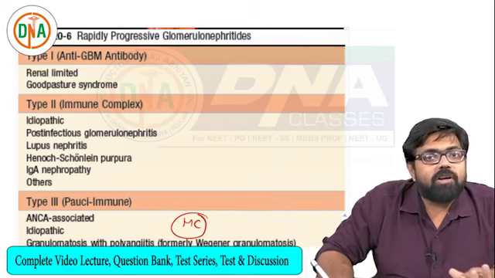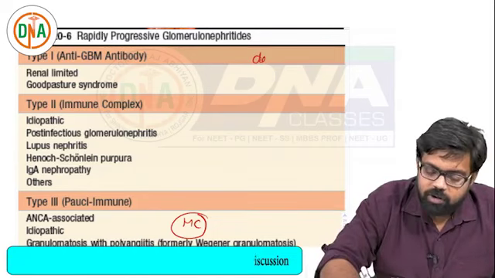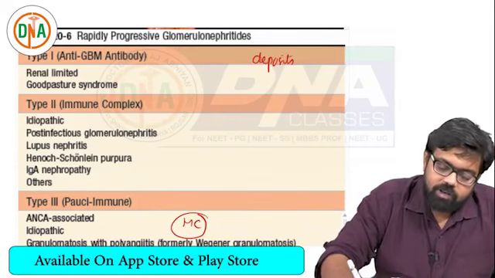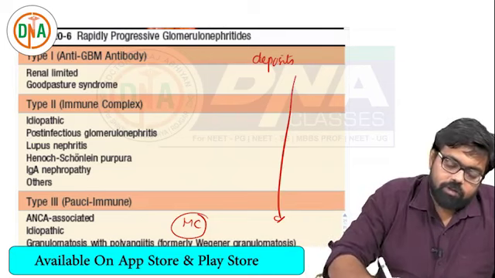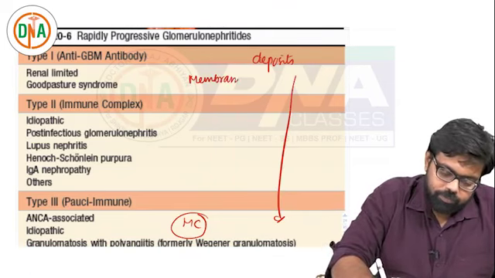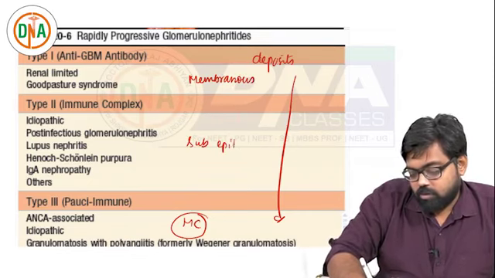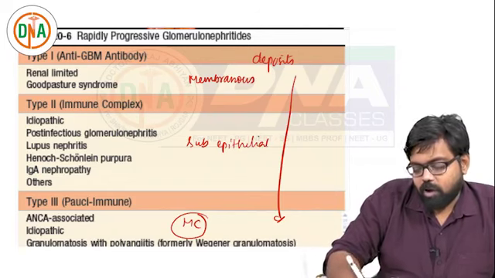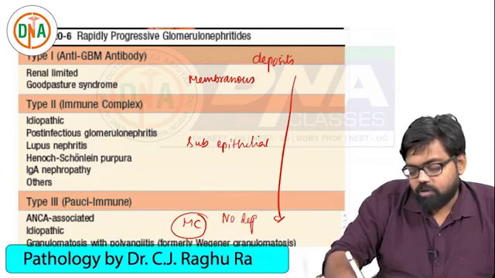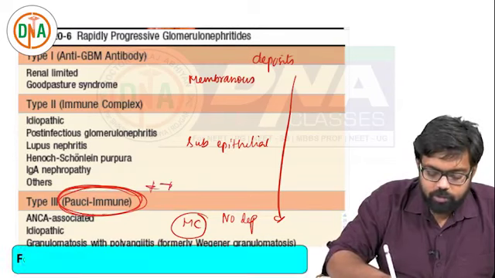The most important and easiest way to remember is that as you move from 1 to 3, the deposits gradually keep on decreasing. Here it is a membranous deposit. Here it is a subepithelial deposit. Here you have no deposit. As you have no deposit, it is also called pauci-immune glomerulonephritis.